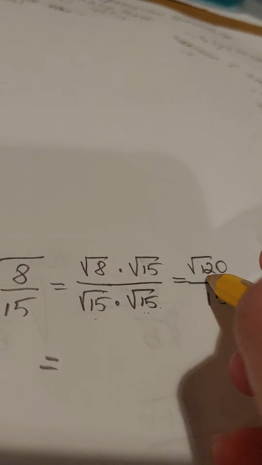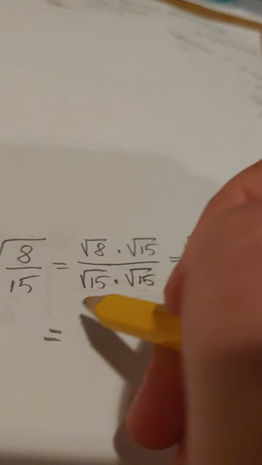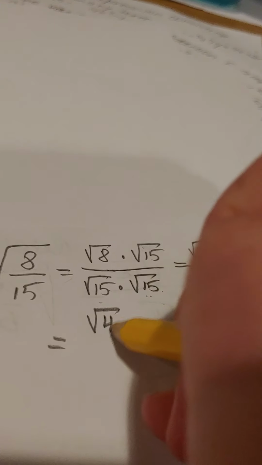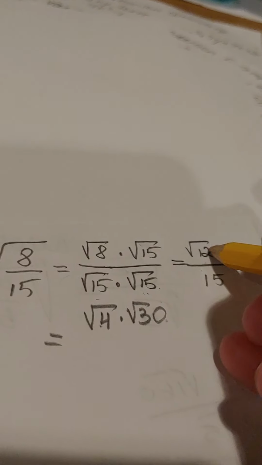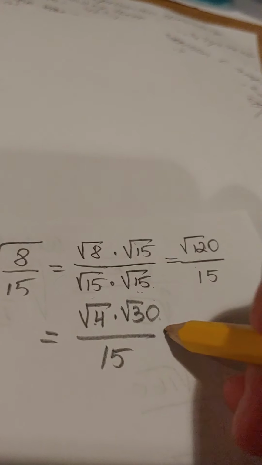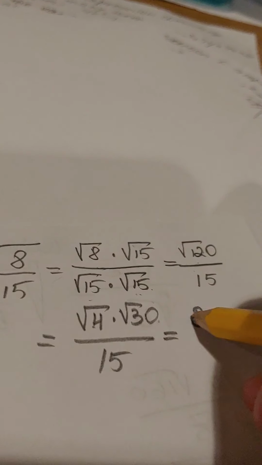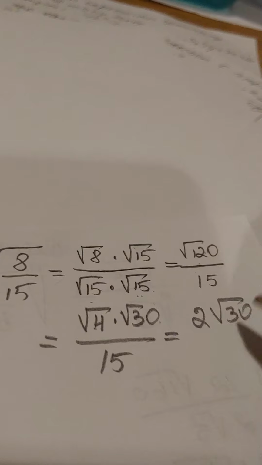Then we have to simplify by splitting this 120 into square root of 4 times square root of 30, because 4 times 30 is 120. And 15 is on the bottom. Square root of 4 is 2. Square root of 30 over 15. And this is your final answer for number 10.